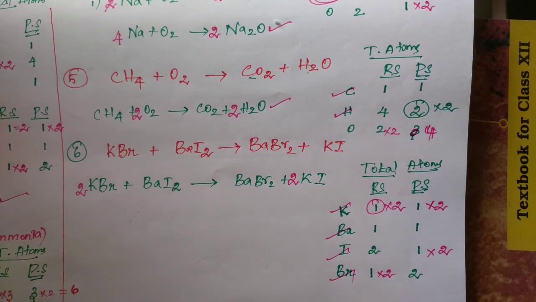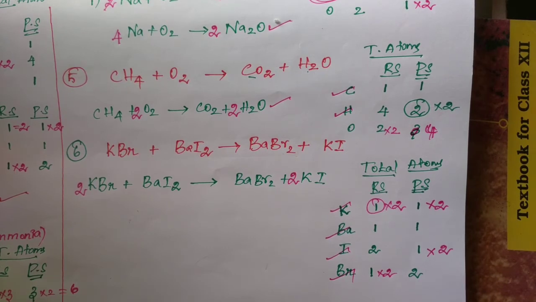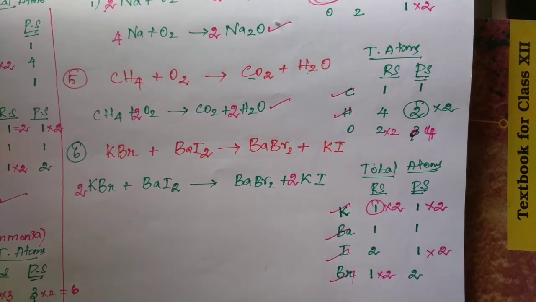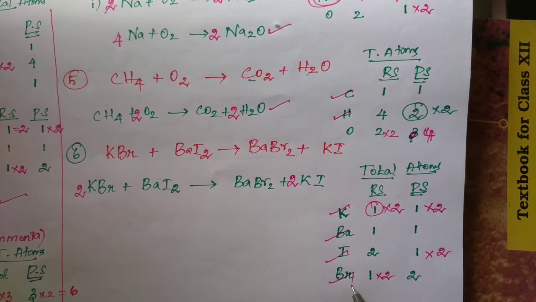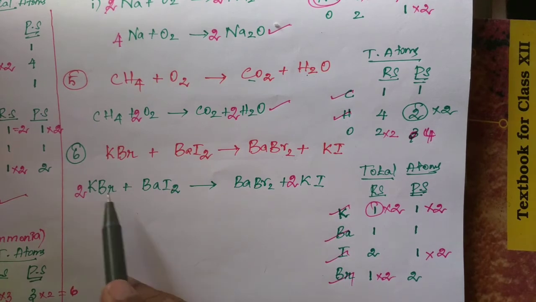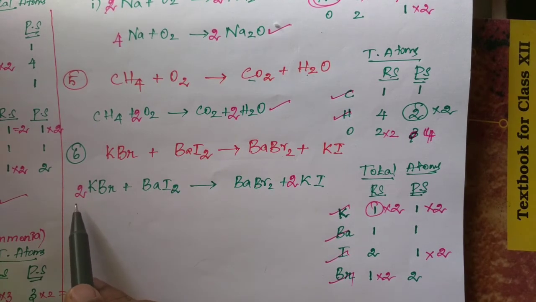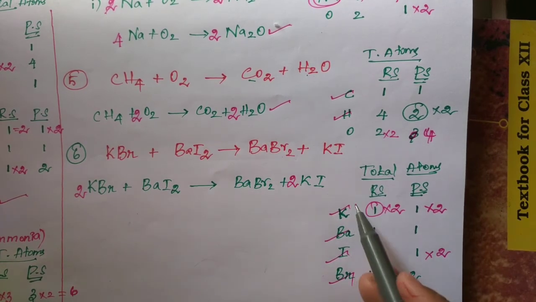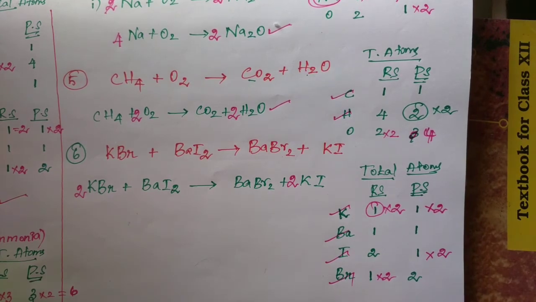So for this equation, first you have to count the atoms in reactant side and product side. So first you have to check. In first trick, potassium is equal, barium is equal, and only iodine and bromine are not equal. So first you take iodine. Here 2, here 1. If you multiply in product side by 2, then iodine will be equal, but potassium will increase. So here 2, here 1 means in reactant side you have to multiply by 2. Now potassium also balanced, iodine also balanced. Clear, students?